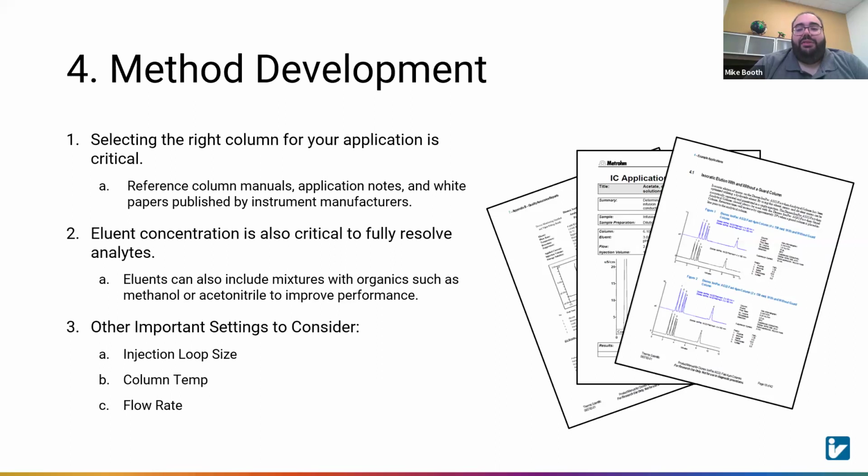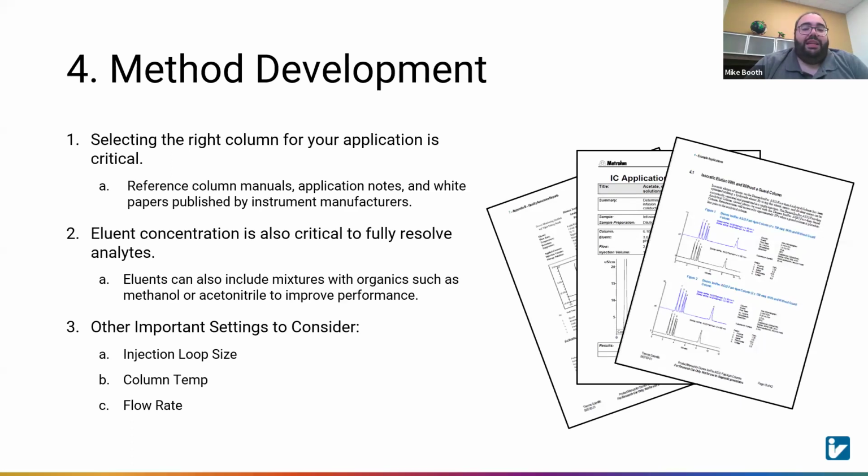They're really great about including sample chromatograms and all of those resources that give you the exact parameters, the column, the flow rates, the eluent concentrations. They may also recommend to use something like methanol or acetonitrile added to your eluent to help improve performance. That's something that is definitely pretty common in the ion chromatography space. But I would start with these resources, and then you can tweak them based off of your sample types.